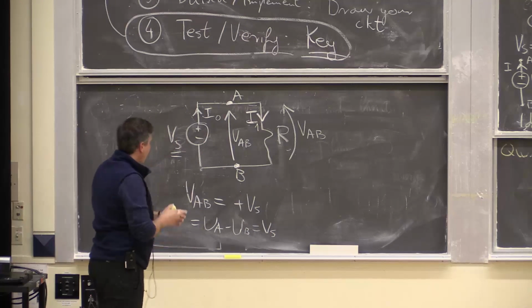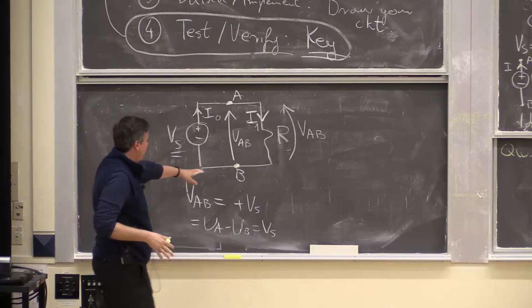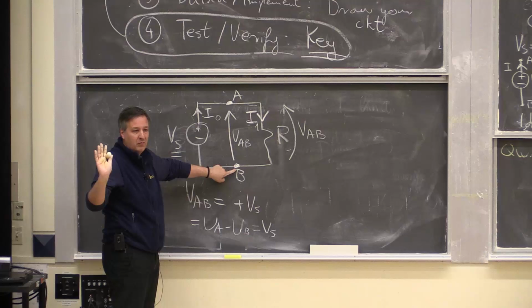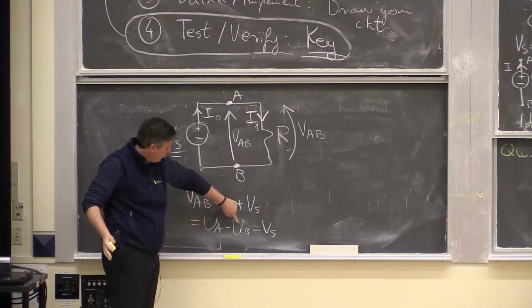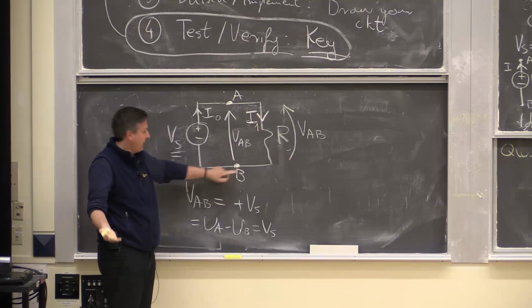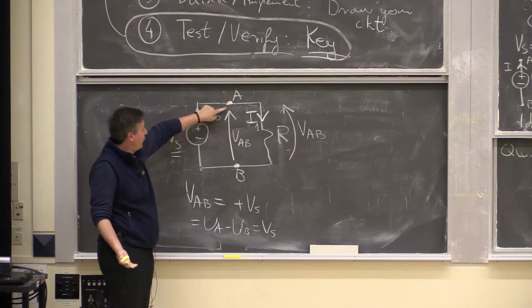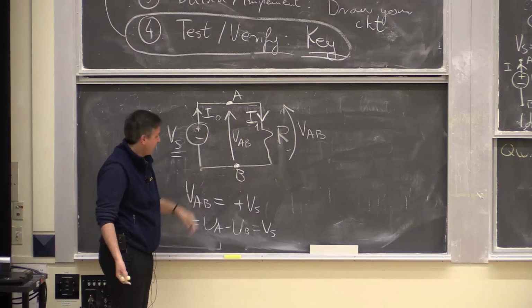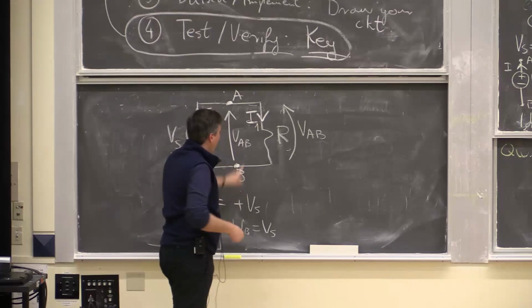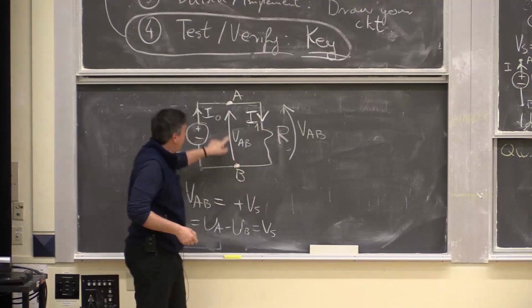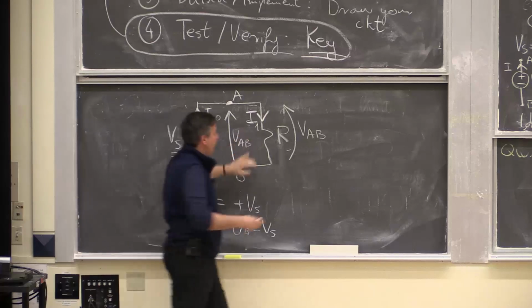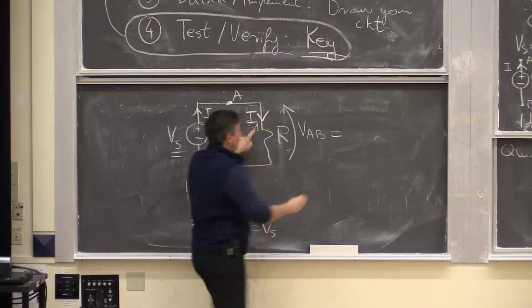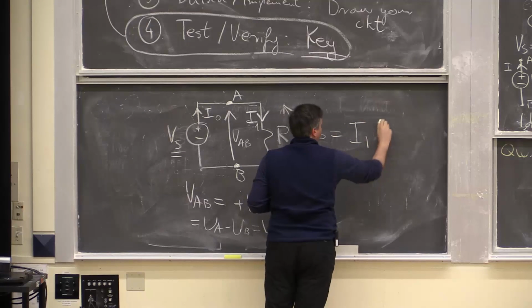Now notice, on purpose, I'm not putting any reference here. I could have said VB is actually 0. I assume the potential at this node is 0. Then I just go 0 plus Vs, and I'm right here. And the difference between these two points is Vs. Okay. So there is one important thing that I can see on this side happening, and that is that VAB is equal to I1 times R.